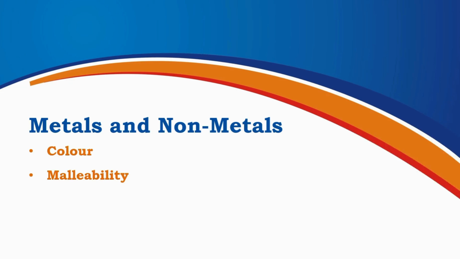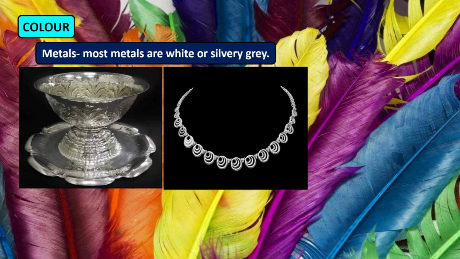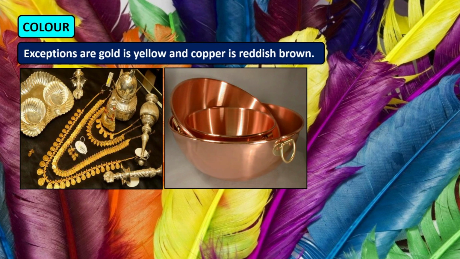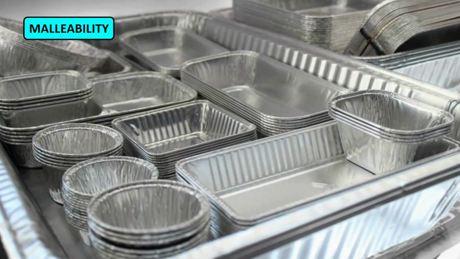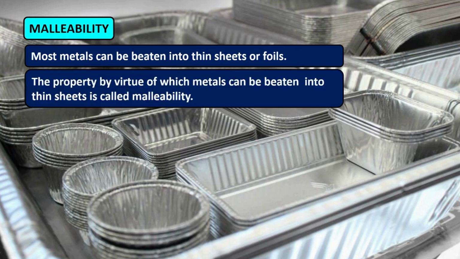Color and malleability. Color. Most metals are white or silvery gray. Exceptions are gold, which is yellow, and copper, which is reddish brown. Malleability. Most metals can be beaten into thin sheets or foils. The property by virtue of which metals can be beaten into thin sheets is called malleability.